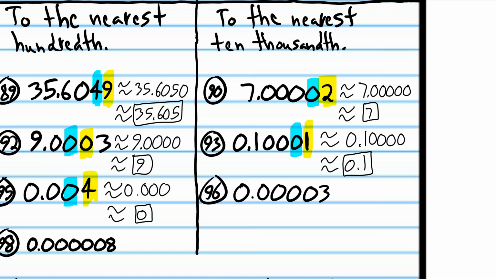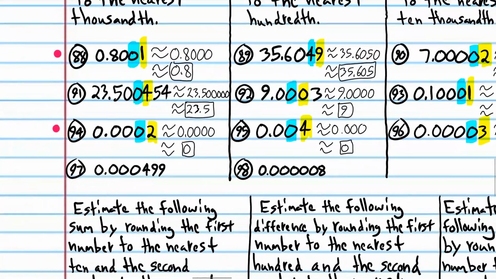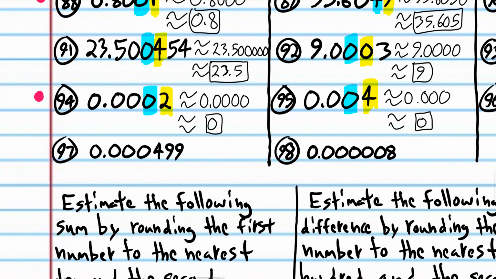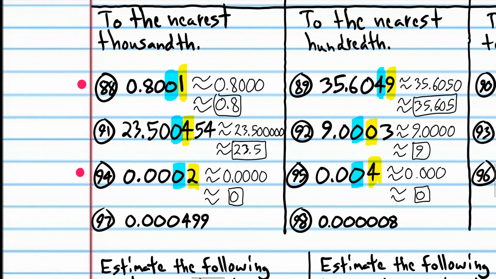All right, we're back. 10,000th place, that's here. The 3 tells us to round down. So that's just going to be 0.00000, which is the same thing as 0. And I'm going a little too far with these problems. I think you got the point. But I just want to be thorough here.